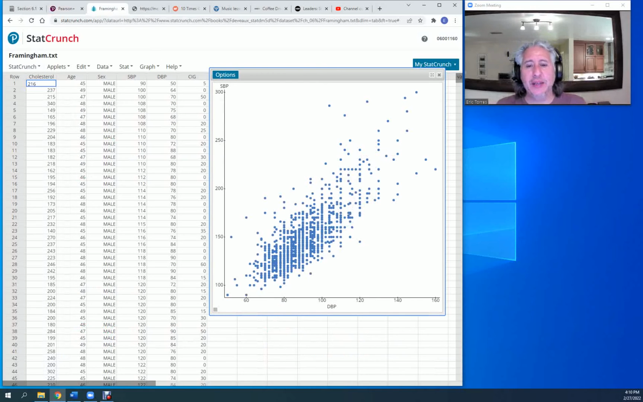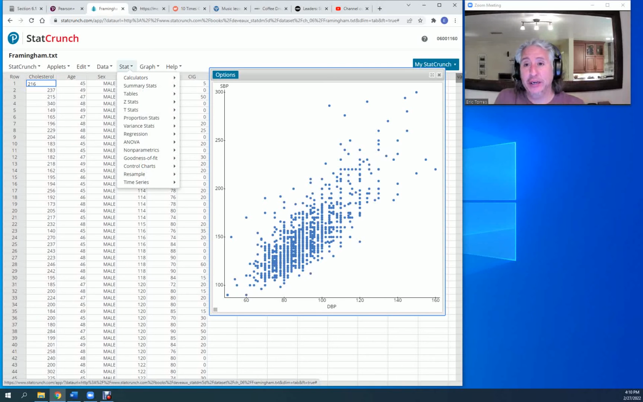Now, obviously the book already has a graph for you, but you should be able to do this all by yourself. Now, I am looking at this data. It seems to be a pretty linear relationship where one goes up, the other goes up as well. So with that being said, we're going to calculate a coefficient of correlation. And you're going to find that under Stat and under Summary Stats.